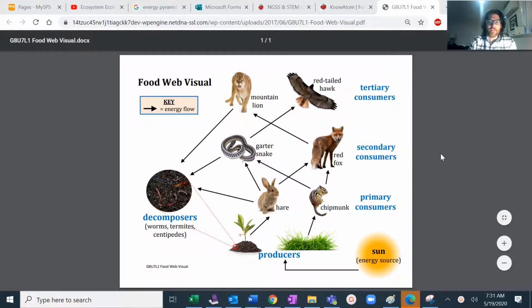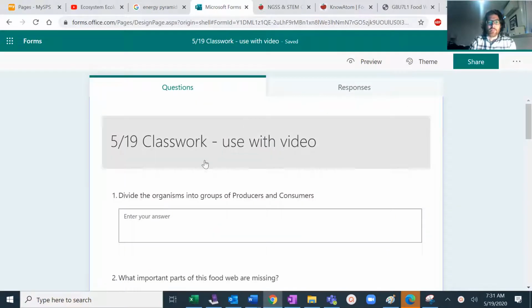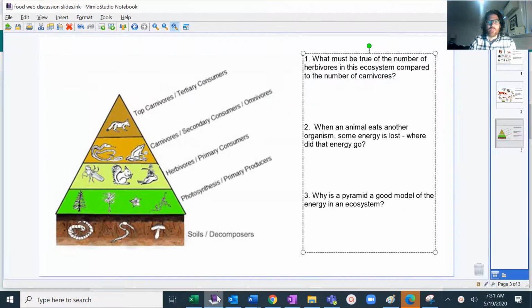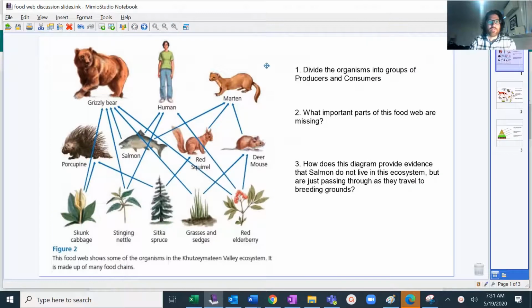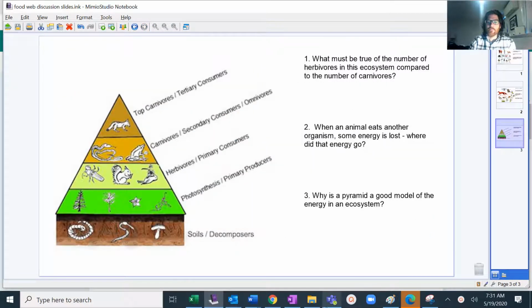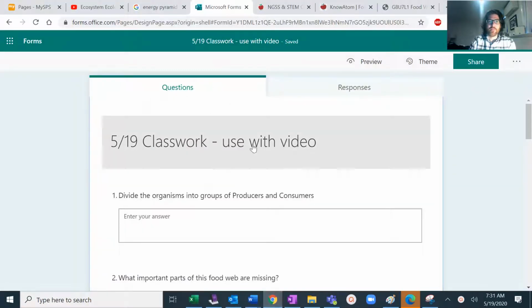In this class, we are going to be looking at food webs. And as you can see, this is the same visual that is contained in your textbook. So this is going to be an example that we're going to be using. While you're going through this class, you are also going to be answering the 10 questions that appear on Microsoft Forms. We are going to be going through these questions as they relate to these pictures. Okay, so we'll come back to that in just a minute.